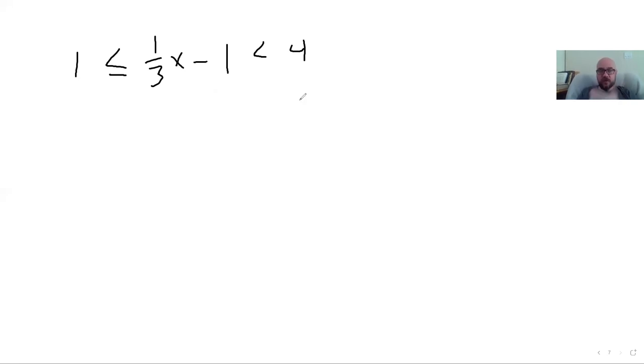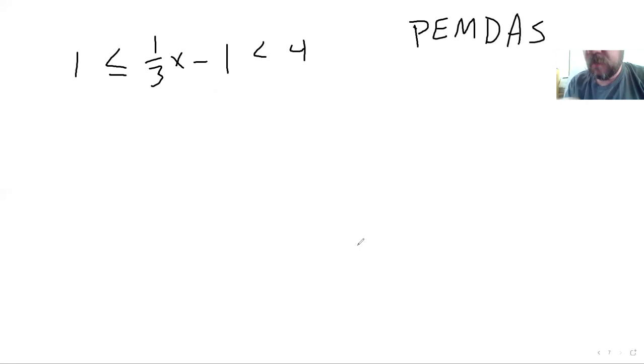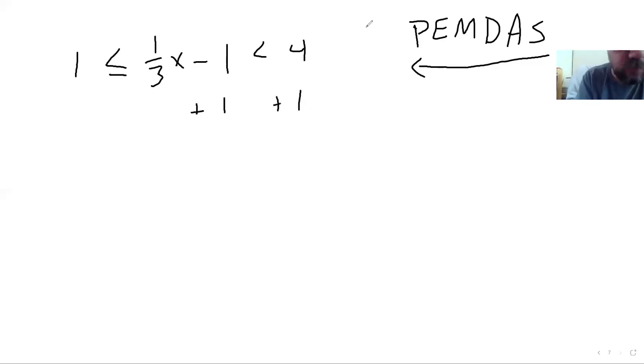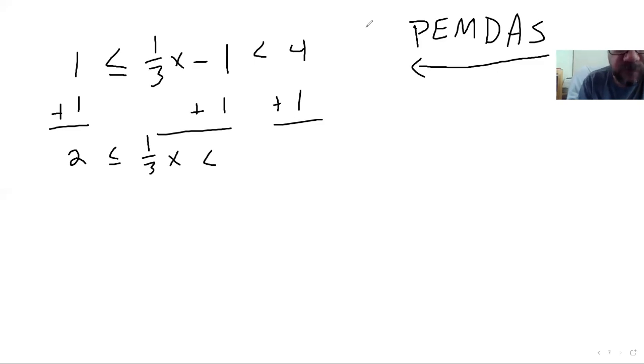So what I want to do, again, let me remind you that we are doing SADMAP here. I'm going to write PEMDAS. But because we are solving for x, we are going this direction. So I want to get rid of the subtraction first before I get rid of this multiplication. So to get rid of the subtraction, I add 1, and I add 1 not just to the one side, but to all the sides. So 2 less than or equal to 1/3 x less than 5.